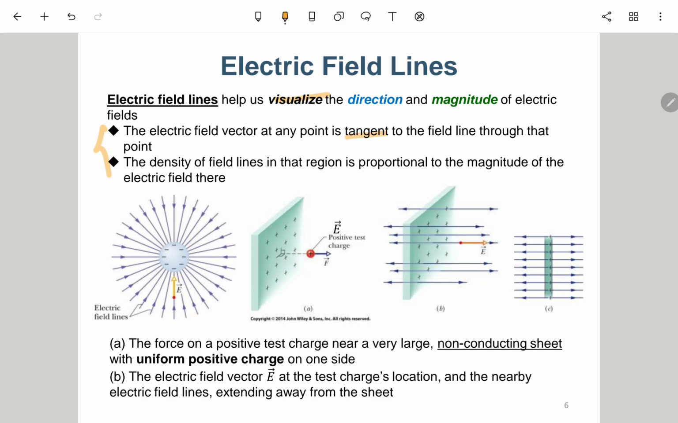And then the second rule. Okay, so the first rule is about the direction, and the second point is about the magnitude. Although it is not an absolute value of the magnitude, it's only a comparison. The second point is that the density of the field lines in that region is proportional to the magnitude. Okay, 正比的话就是只是一个比例的关系，它没有告诉你说这个电场到底多大，只是说相对来说 A 跟 B 点哪一个比较强而已。Okay, so it's proportional to the magnitude of the electric field there.